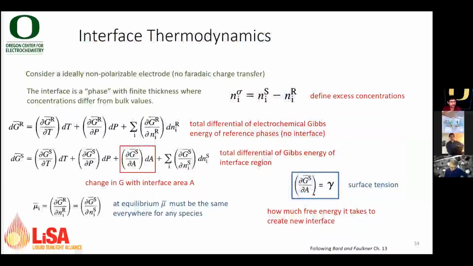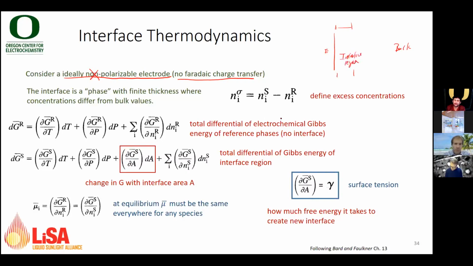So I'm going to go through some of this thermodynamics. If I think about my electrode, I have my metal or my semiconductor electrode, and I have some distance over which the concentrations of species are different than the bulk. We're going to define that as the interface region. And I'm going to define a concentration at the interface in terms of an excess relative to the bulk.